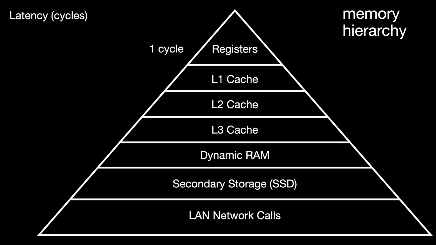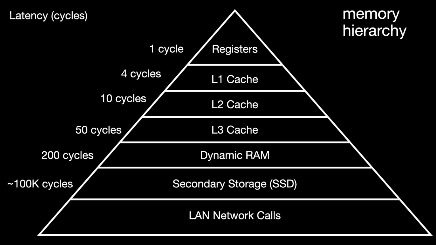Now let's look at the access times for each of these forms of memory. Registers take about 1 cycle, L1 is about 4 cycles, L2 is 10, L3 cache is 50. Dynamic RAM takes about 200 cycles. Storing data in an SSD, for example, takes about 100,000 cycles. And making a call on your local area network takes a lot more than 10 million cycles. Keep in mind that a cycle nowadays is about 0.5 nanoseconds. 1 nanosecond, just to keep in mind, is 1 billionth of a second.